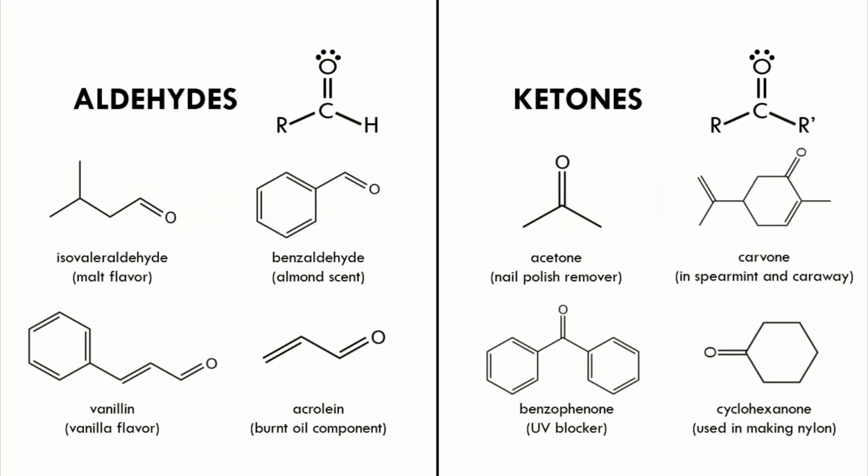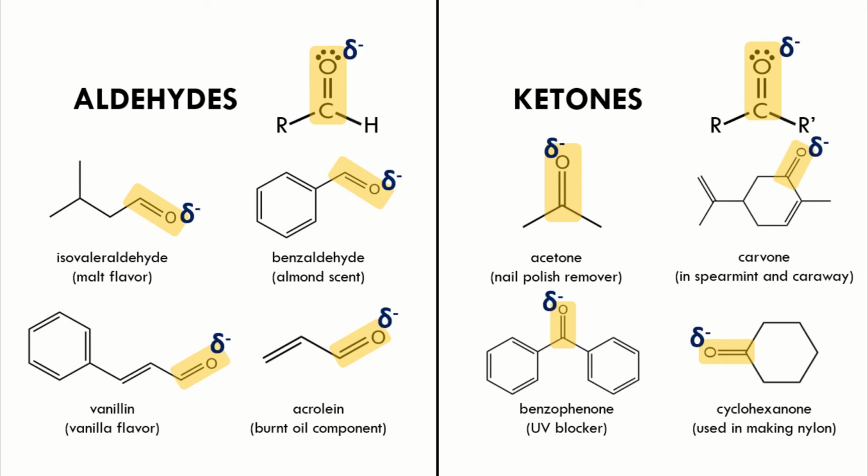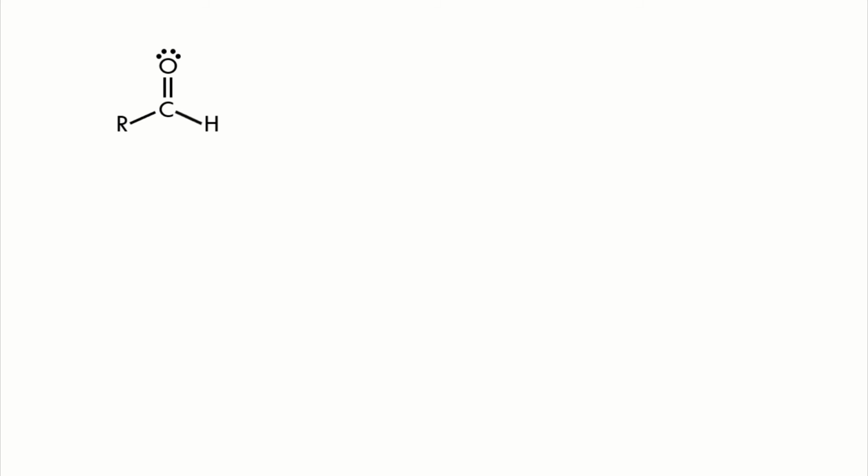Aldehydes and ketones have what we call carbonyl groups, which consist of carbon atoms doubly bonded to oxygen atoms. Due to the higher electronegativity of oxygen, the bonding electrons stay closer to it, giving it a partial negative charge. The carbon atom, on the other hand, becomes electron deficient, making it partially positive. The positive charge in the carbon atom makes it susceptible to reactions with nucleophiles, or chemical species with electron pairs that can be donated for bonding with positive centers.